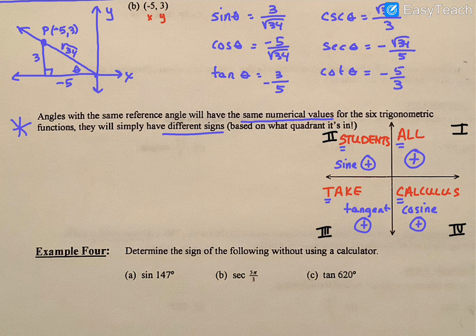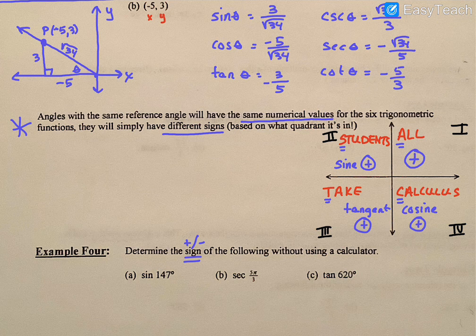Determine the sign of the following without using a calculator. Notice when we talk sign, S-I-G-N, we are talking positive versus negative without using a calculator. In other words, I don't want you to take sine of 147 degrees, punch it into your calculator, and see what you get.